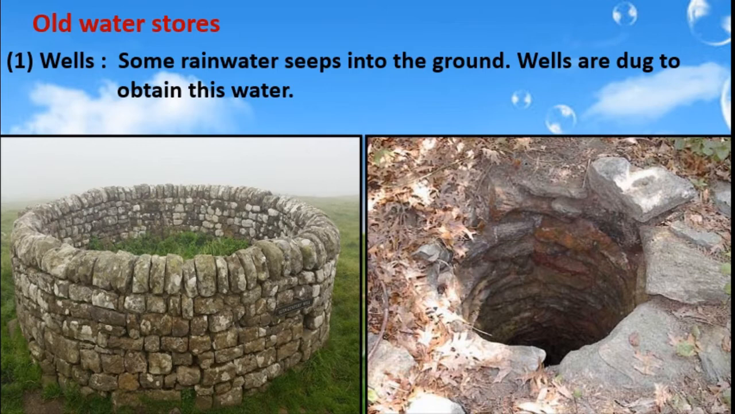First one is wells. See, dear students, you can see the picture here. Wells. Some rainwater seeps into the ground. We saw that, correct? According to our experiment. Here, wells are dug to obtain this water. This is the first old water store.